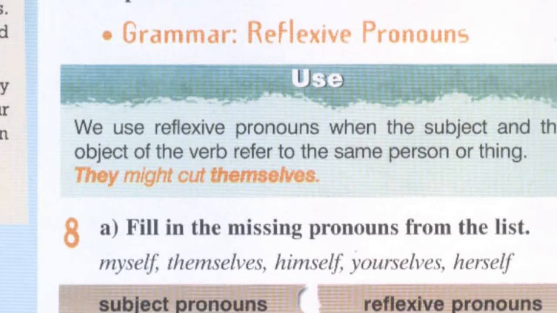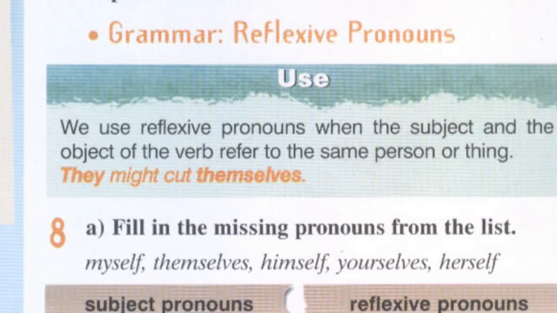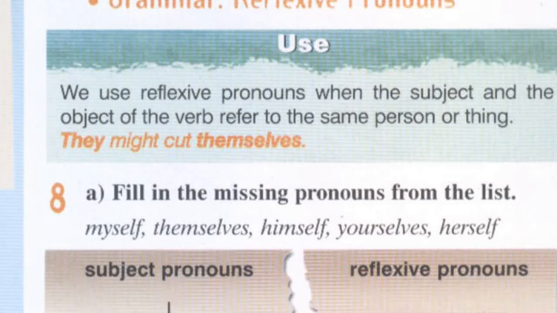Look at the definition. We use reflexive pronouns when the subject and the object of the verb refer to the same person or thing. Look at the question. They might cut themselves. Themselves is called a reflexive pronoun. So this reflexive pronoun refers to a noun that is subject and object both. It means in this sentence, object and subject refer to the same noun, and this sits in place of that noun.